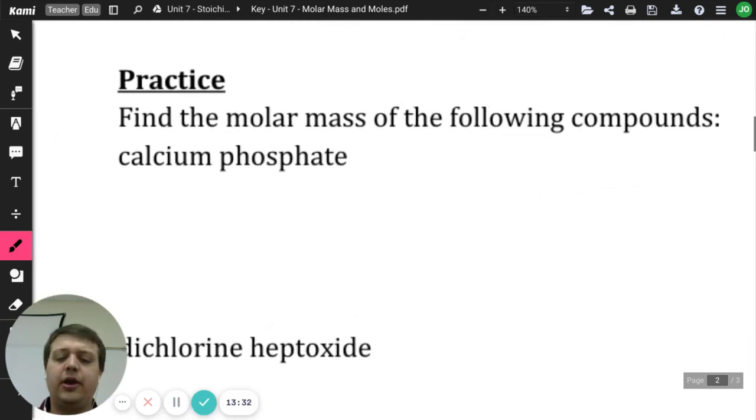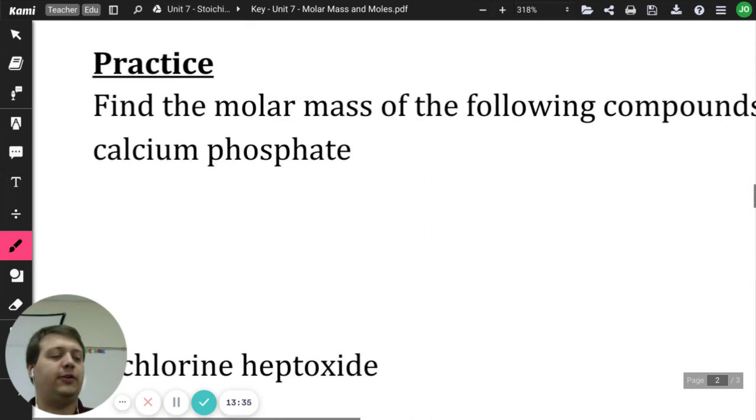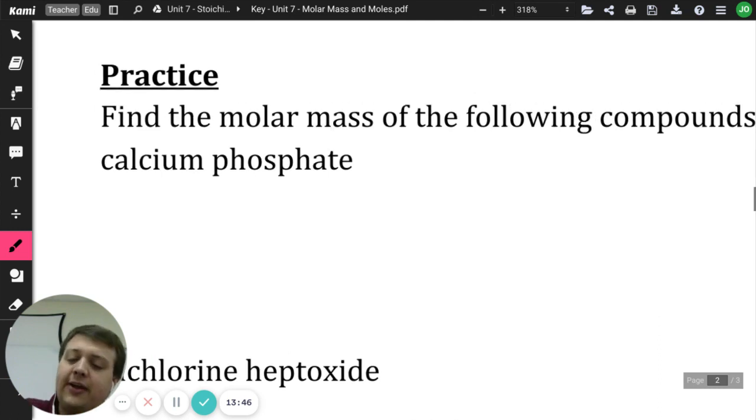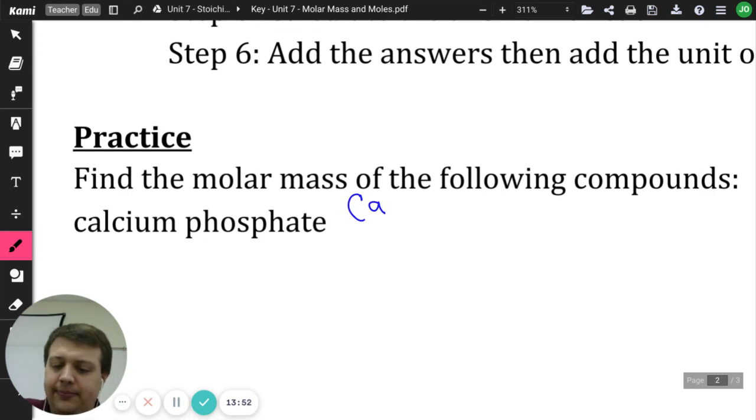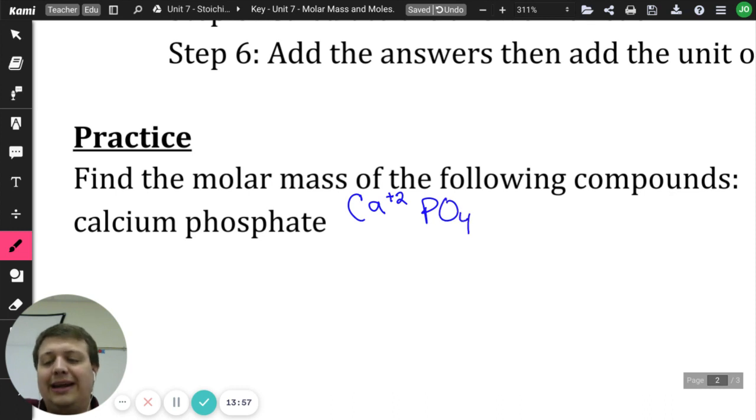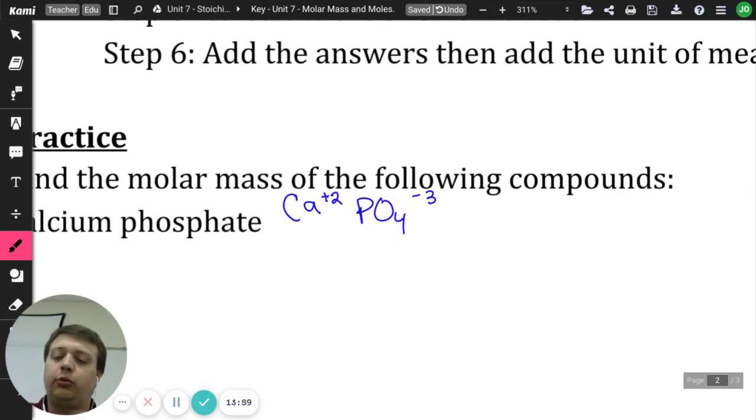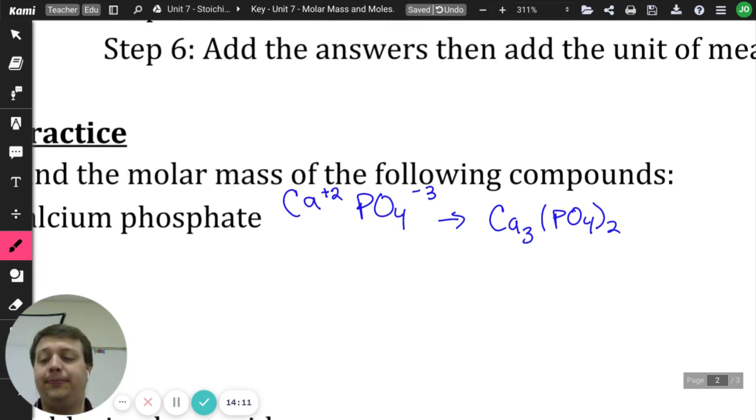So let's take a look at this. It wants us to find the molar mass for these 4 different substances here. So I have calcium phosphate. The very first thing that I need to do is figure out what our formula would be. So I have calcium, which is Ca. It's got a +2 charge. I have phosphate, which is PO4. It's got a -3 charge. So we swap, drop, reduce. We're going to end up with Ca3(PO4)2.